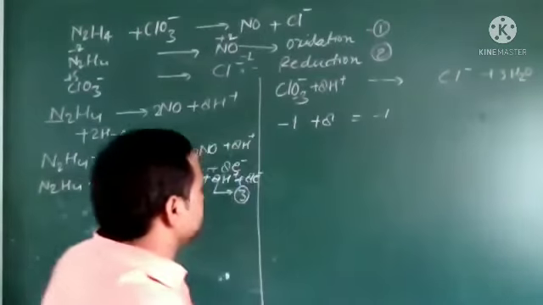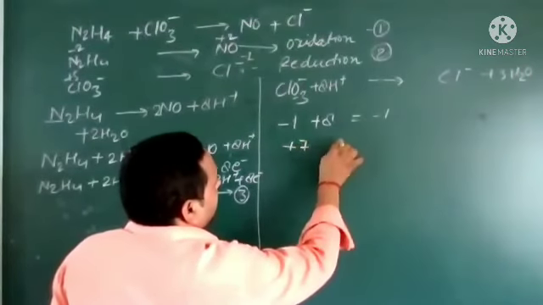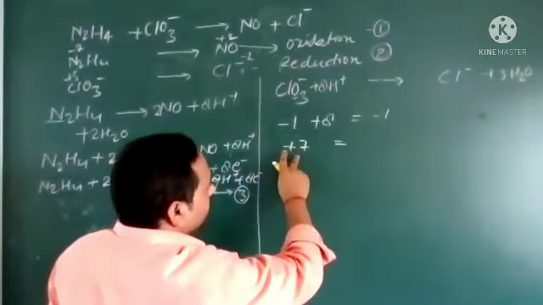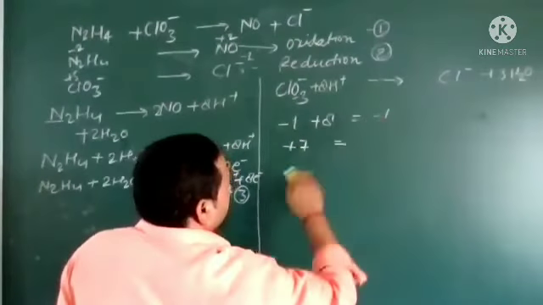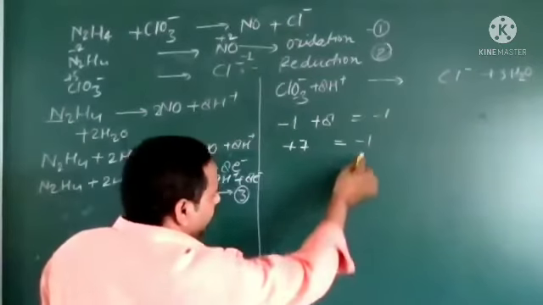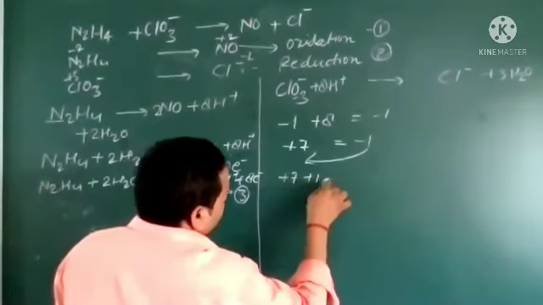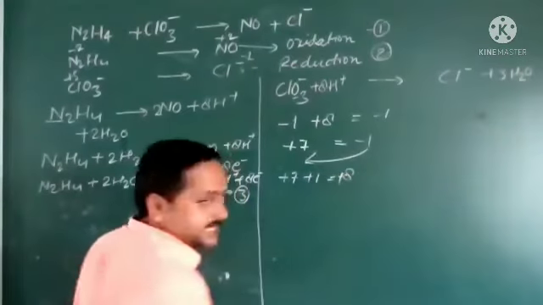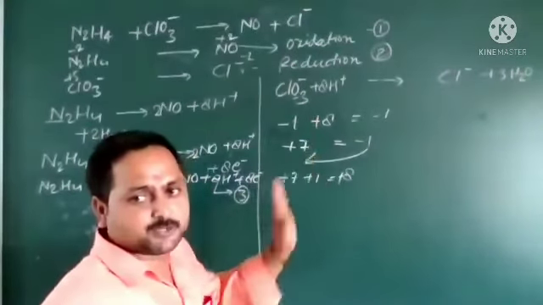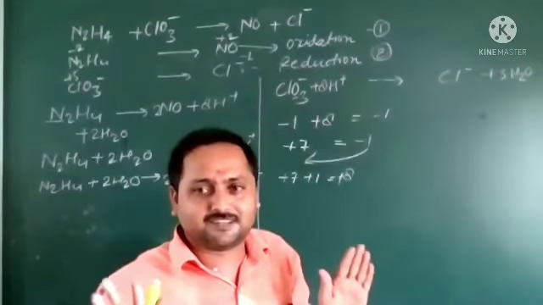So what can we solve? Plus 7 equals minus 1. We take it to this side because positive is more on this side. So if we are transferring this side, plus 7 and plus 1 equal 8 plus. Got it? It is mathematics. This much mathematics you have studied, or not?